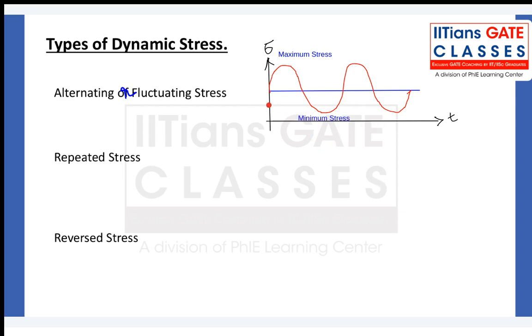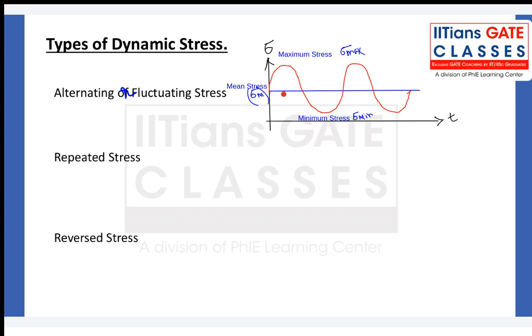Right? And if you take the average, this will be the average stress, or you call it mean stress. So the mean stress, minimum stress, and maximum stress. Maximum stress is represented by sigma max. Minimum stress is represented by sigma min. This is the value of minimum stress, and average stress is represented by sigma m.